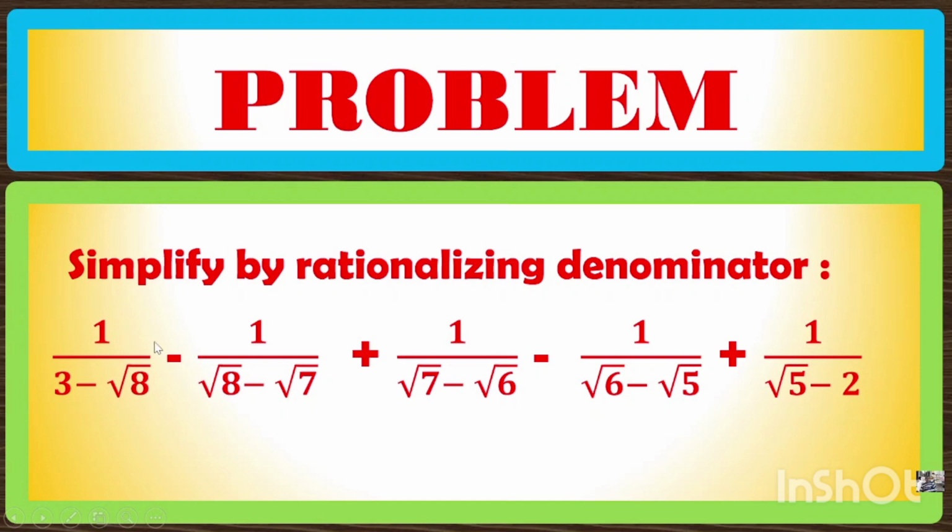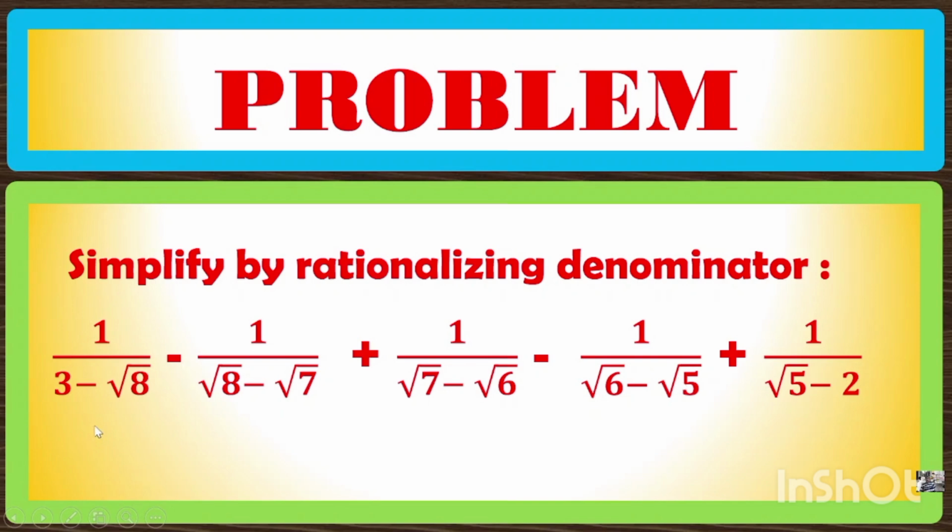I hope you will follow the class and also try the assignment. Okay, look at the problem here. In this expression, we have to simplify the following expression by rationalizing the denominators. 1 upon 3 minus root 8, minus 1 upon root 8 minus root 7, plus 1 upon root 7 minus root 6, minus 1 upon root 6 minus root 5, plus 1 upon root 5 minus 2.